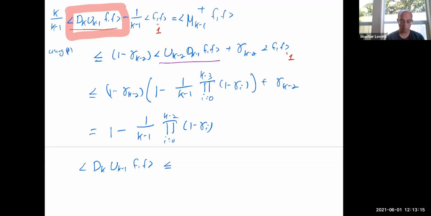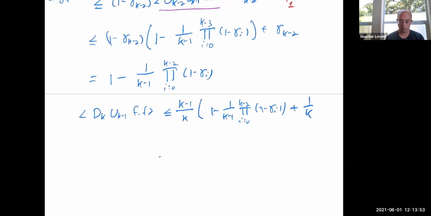This is what we care about, the mixing of the upper level walk at level k minus 1. It's going to be smaller than the following. It's multiplied by, sorry, the other way around, k minus 1 over k, times (1 minus 1 over k minus 1) times the product over i from 0 to k minus 2 of (1 minus gamma_i), plus again the f term, which gives plus 1 over k. And you can put them all together and say this is equal to 1 over k.